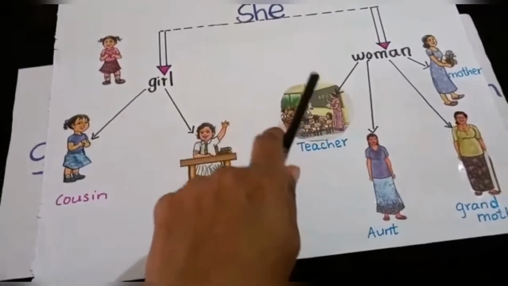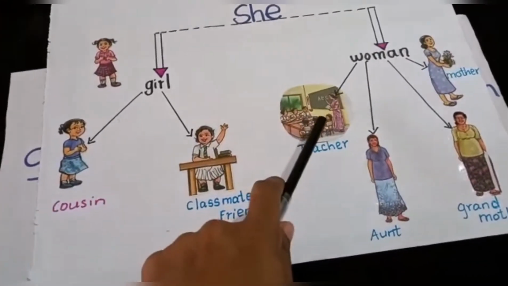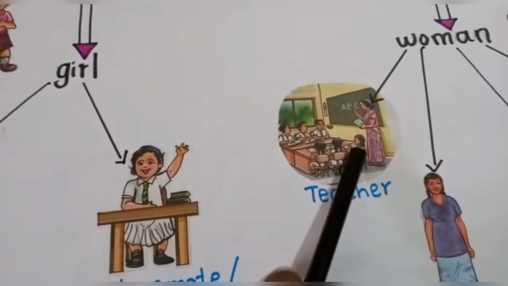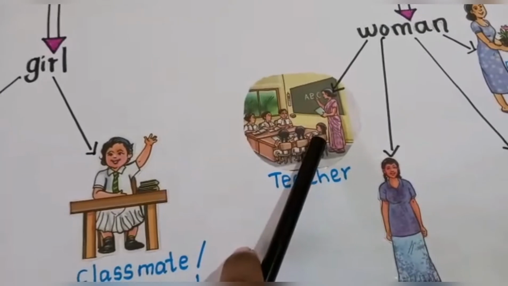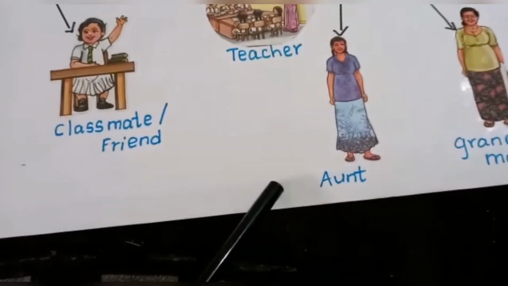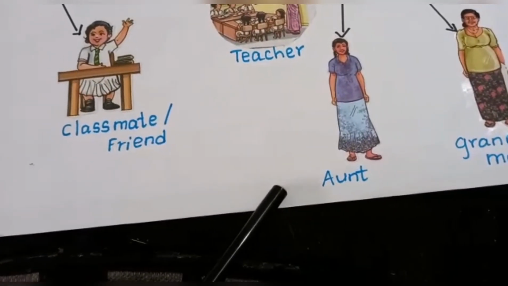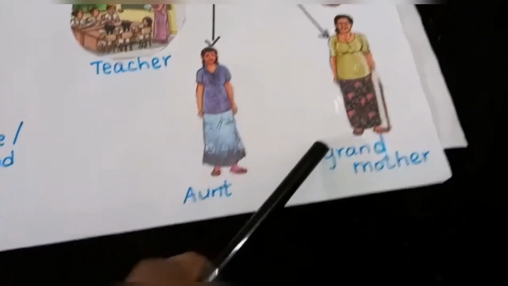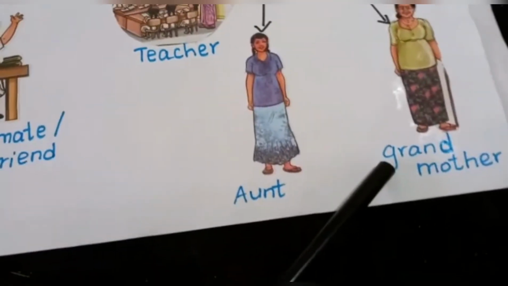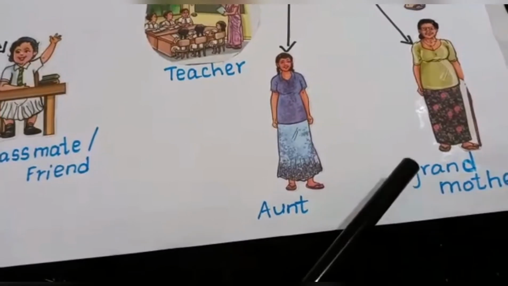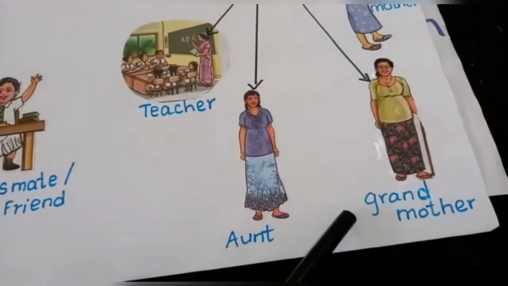Now look at this. We are talking about the woman. This woman is a teacher. So we will say she is a teacher. Now your aunt. For your aunt, also we will use she. She is my aunt. A grandmother also, because she is a woman, so we will say she is my grandmother.